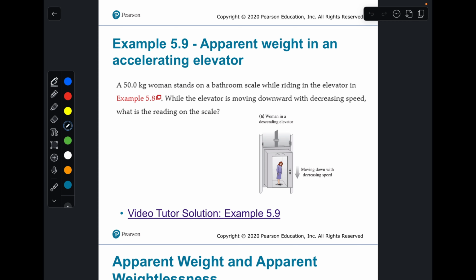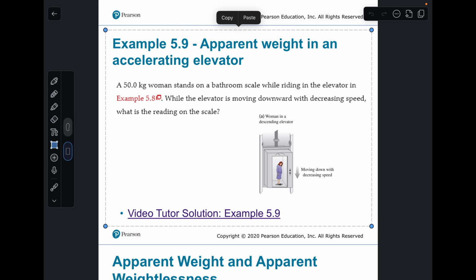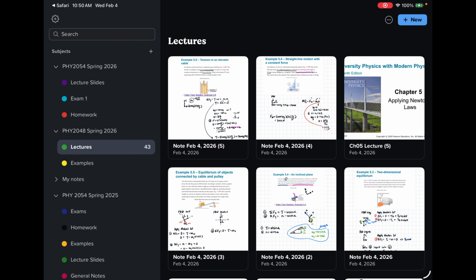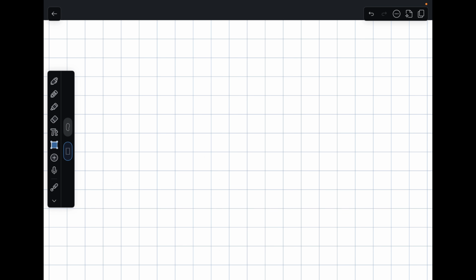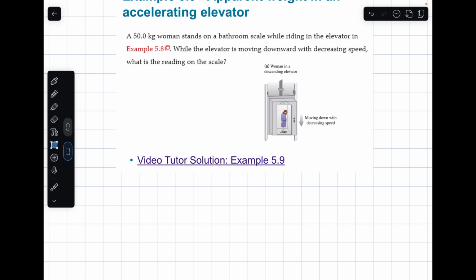So this is an interesting example because we can see how our weight might change depending on whether or not we're accelerating or decelerating. We'll also learn about what it means to read your weight on a scale. Concerned with the reading on the scale. So let's start off a little strangely by drawing a free body diagram of the scale.